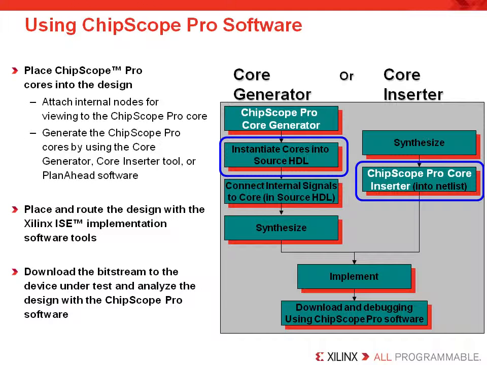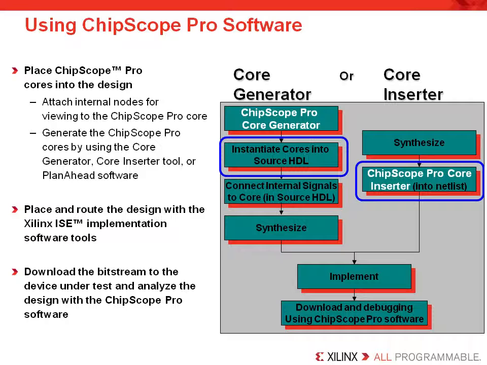There are 3 flows available to add the appropriate ChipScope cores to your design. You can choose between the code generator flow, the core inserter flow, and the PlanAhead flow. The PlanAhead flow is just like the core inserter flow, but integrated into the PlanAhead software.